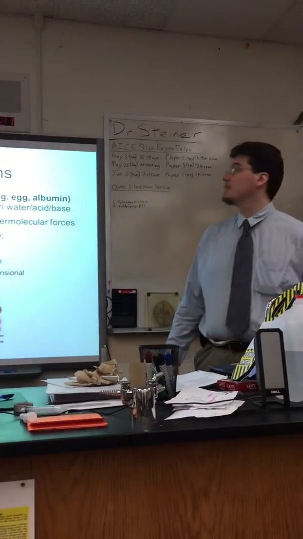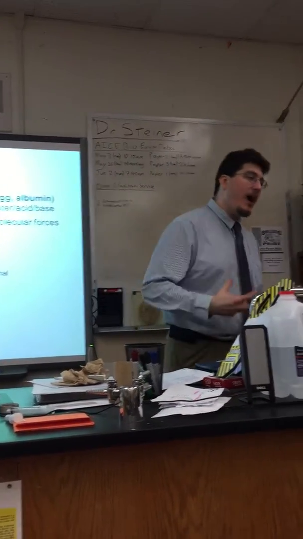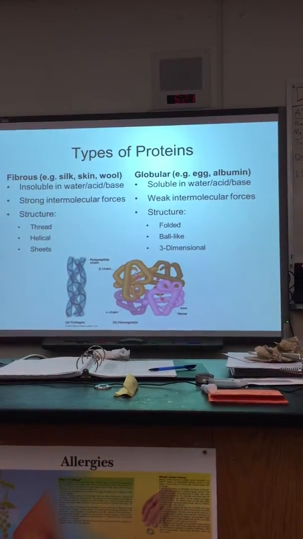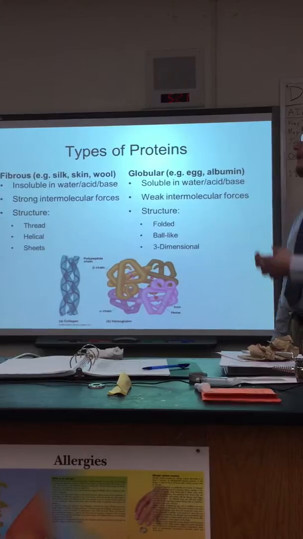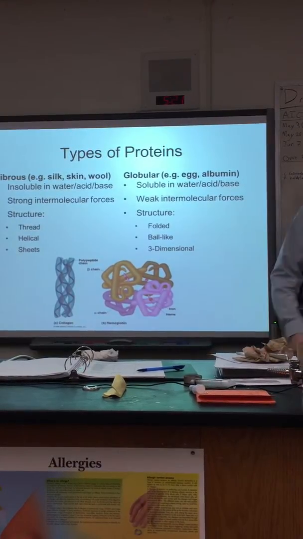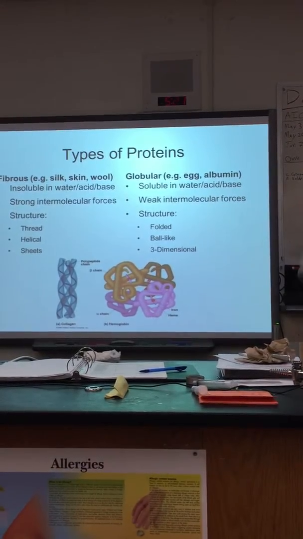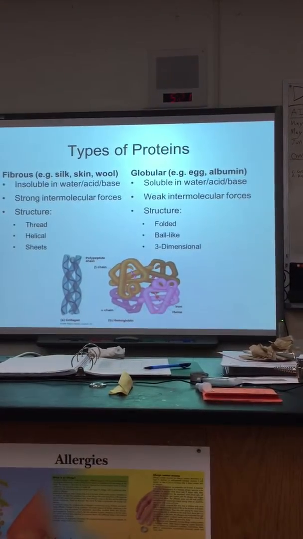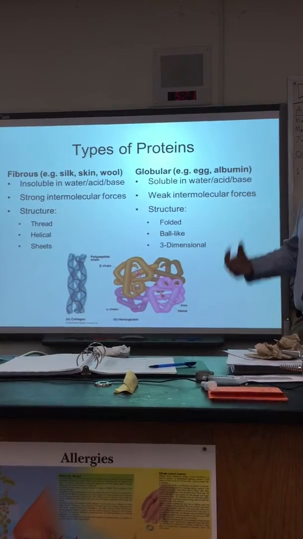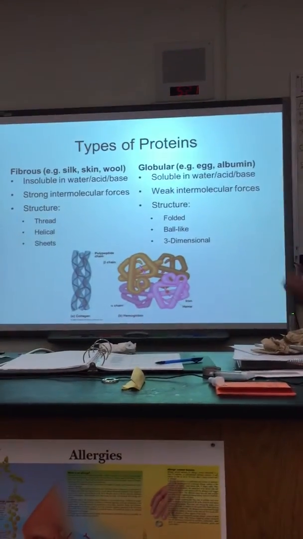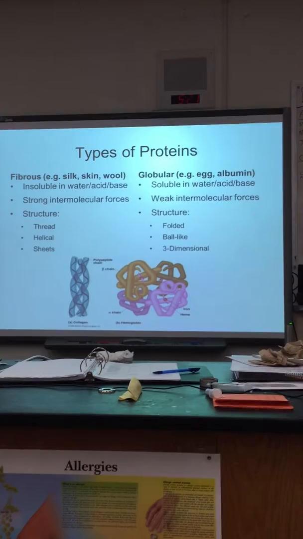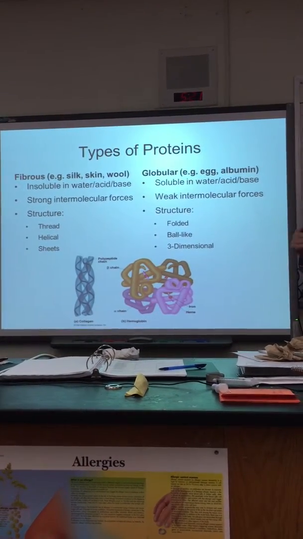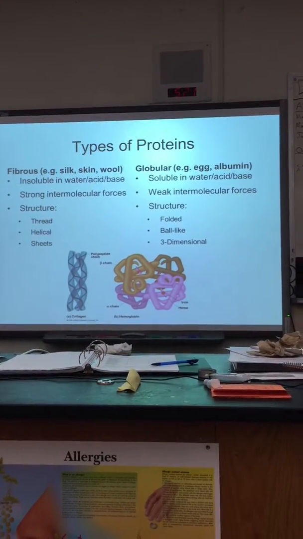Globular proteins are things like albumin, which is found in egg. They are found in food. They are proteins like hemoglobin, myoglobin, insulin hormones, peptide hormones, and the like. Things that are soluble in water, in acid, and in base. If they are soluble, they are much more likely to be globular. They often will have weak intermolecular forces that hold them together.